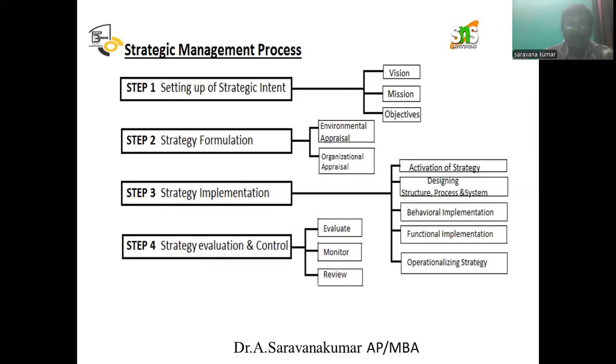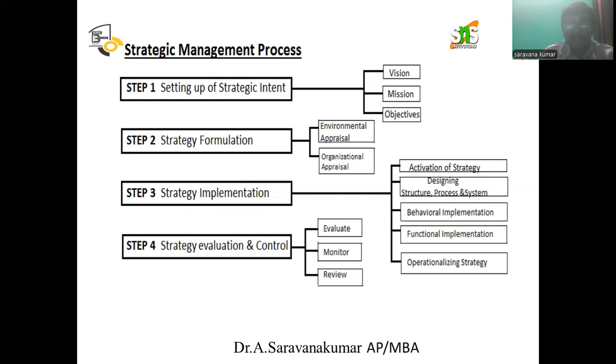Next you can see the picture, the strategic management process. There are 4 steps in the strategic management process. Step 1, setting up of strategic intent. It's nothing but the intention, the planning. So vision, mission and objectives. Then strategy formulation: environmental appraisal, organizational appraisal.